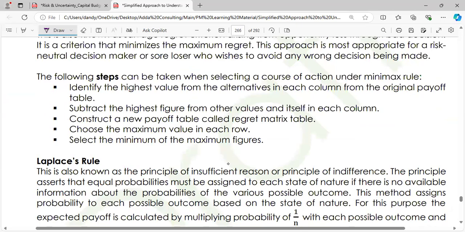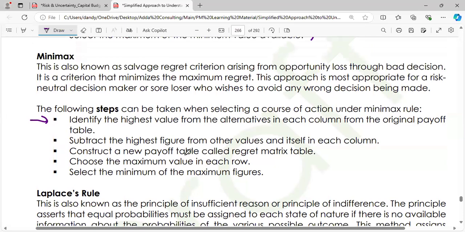The first procedure says that you should identify the highest value from the alternative in each of the columns from the original payoff table. Subtract the highest figure from other values and itself in each column. Then step 3, construct a new payoff table called regret matrix table. Choose the maximum value in each row. Select the minimum value. That's what you need to do under minimax.